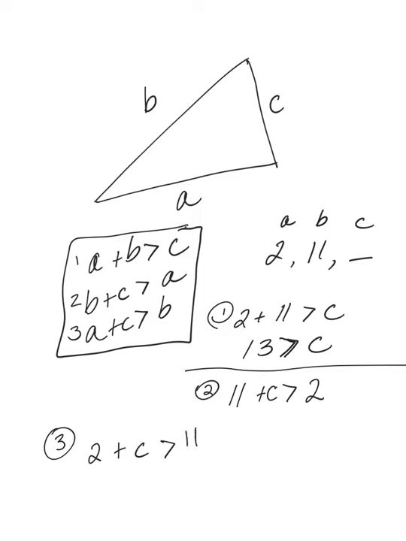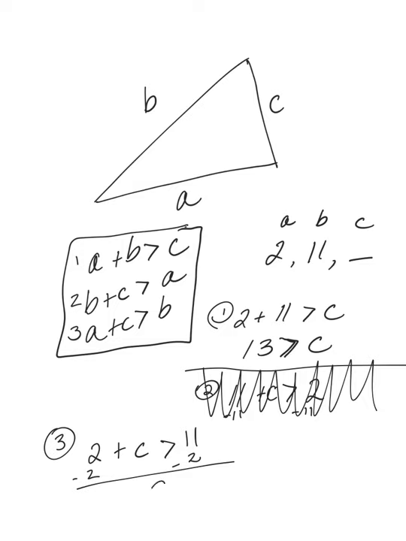Now, if you notice, if I subtract 11 from 2, I'm going to get a negative number. And obviously, we cannot possibly have a negative length. So we can rule out option 2. So looking at option 3, if I subtract 2 from both sides, C has to be greater than, and 11 minus 2 is 9.